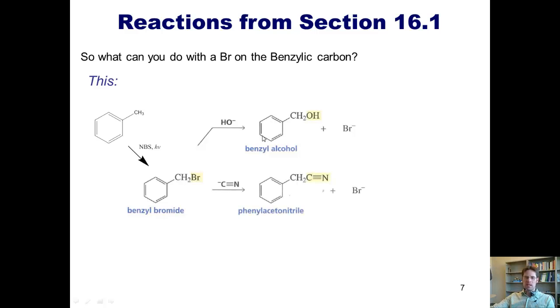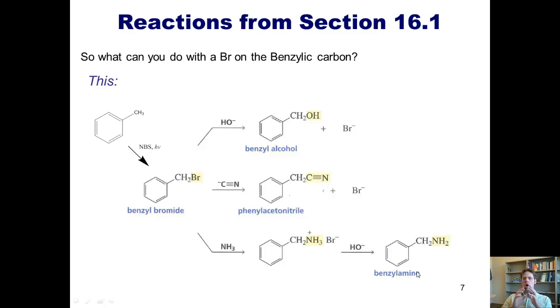Alternatively, I can displace my bromide with a cyanide nucleophile to form phenylacetonitrile, as shown here. Or if I wish, I can use ammonia, NH3, as my nucleophile, and displace the bromide to form this ammonium salt. When this ammonium salt is neutralized with hydroxide, it then gives me benzylamine.